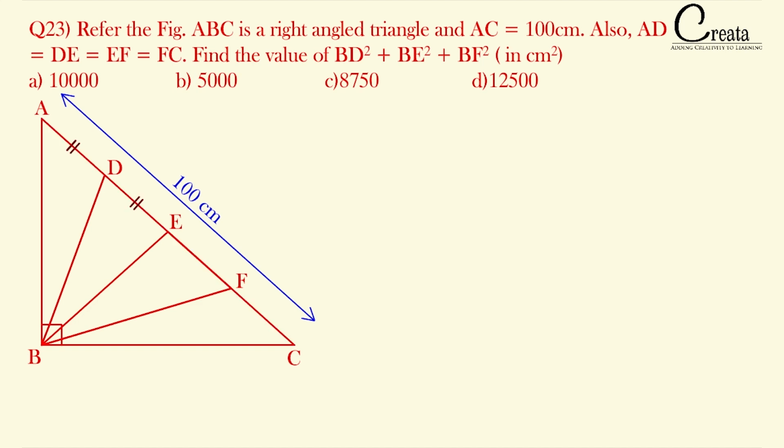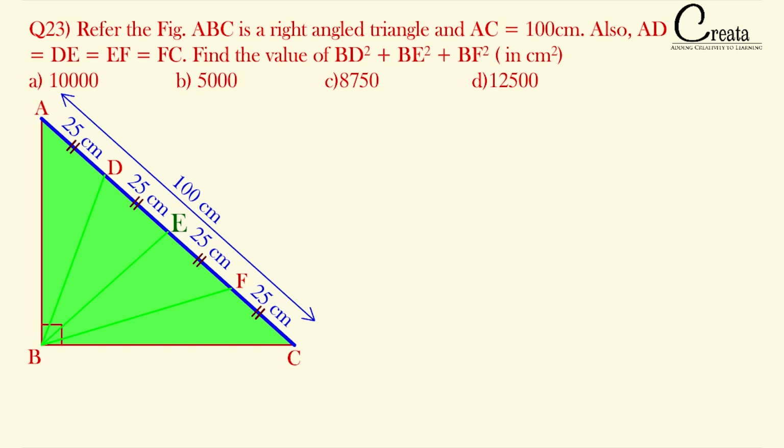Further, AD, DE, EF and FC are equal to each other. These four line segments are equal. If this total length is 100 cm, can we say all these four segments are equal to 25 cm? 100 upon 4. Further, if we only observe this triangle ABC, can we say E is the midpoint of the side AC, the hypotenuse? So can we say BE is the median for this right angle triangle ABC?